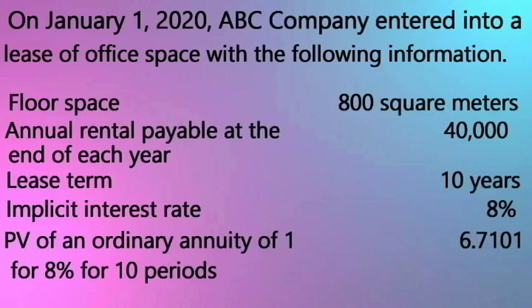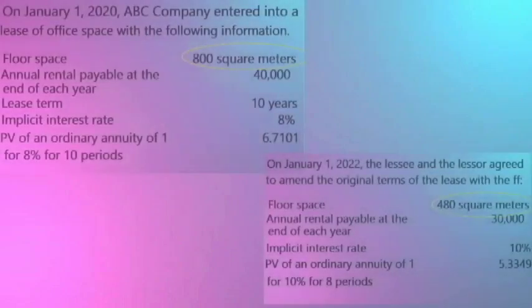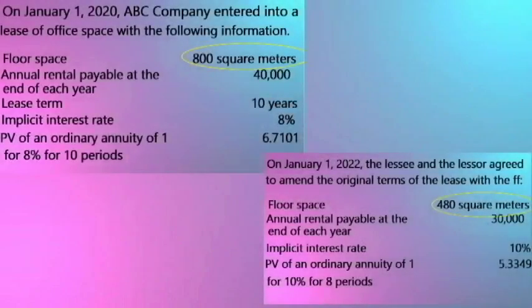Annual rental payable at the end of each year of 40,000. Lease term, 10 years. Implicit rate in the lease is 8%. Present value of an ordinary annuity of 1 for 8% for 10 periods, 6.7101. On January 1, 2022, the lessee and the lessor agreed to amend the original terms of the lease with the following information. So, as we can see, the 800 square meters na floor space noong January 1, 2020, naging 480 square meters na lang siya noong January 1, 2022.